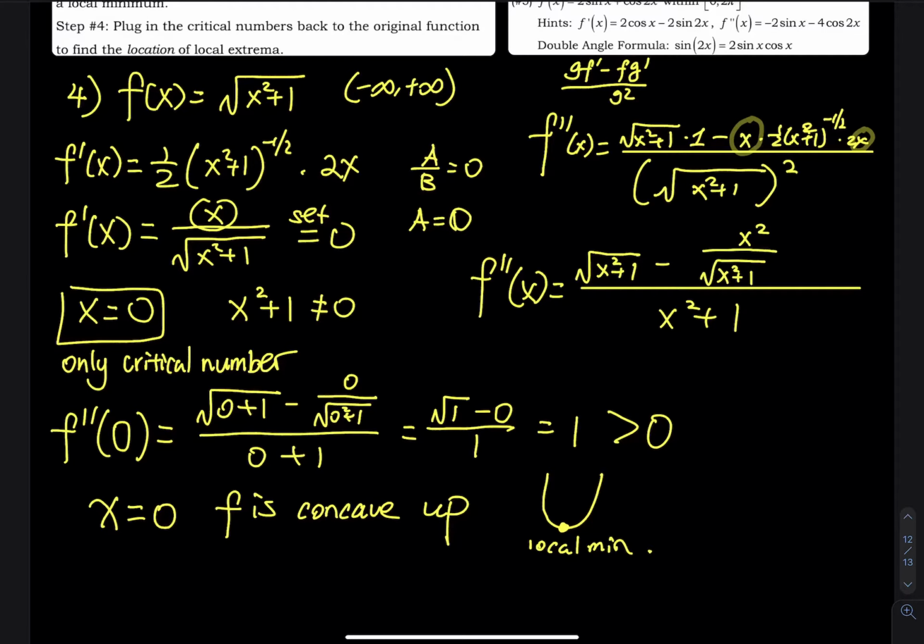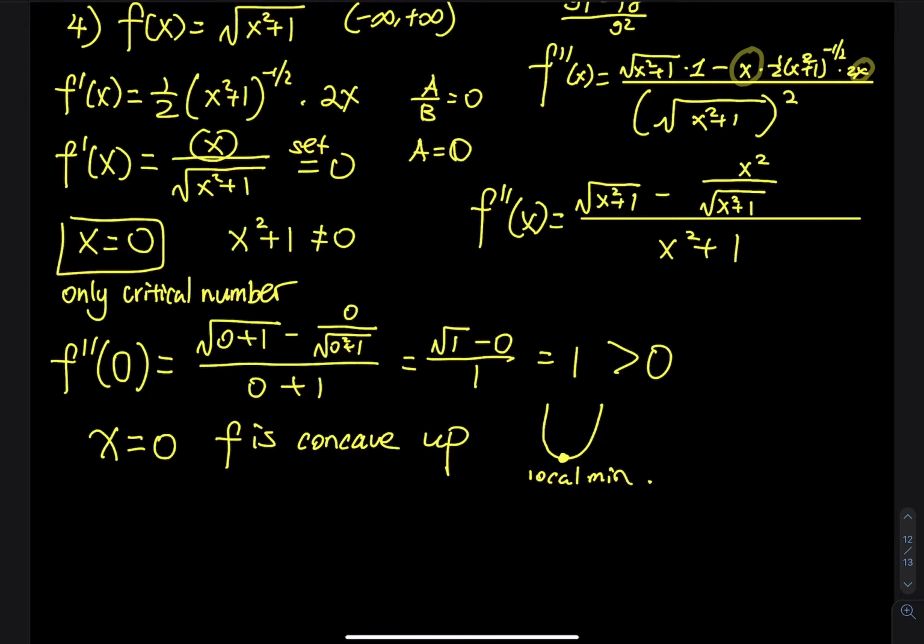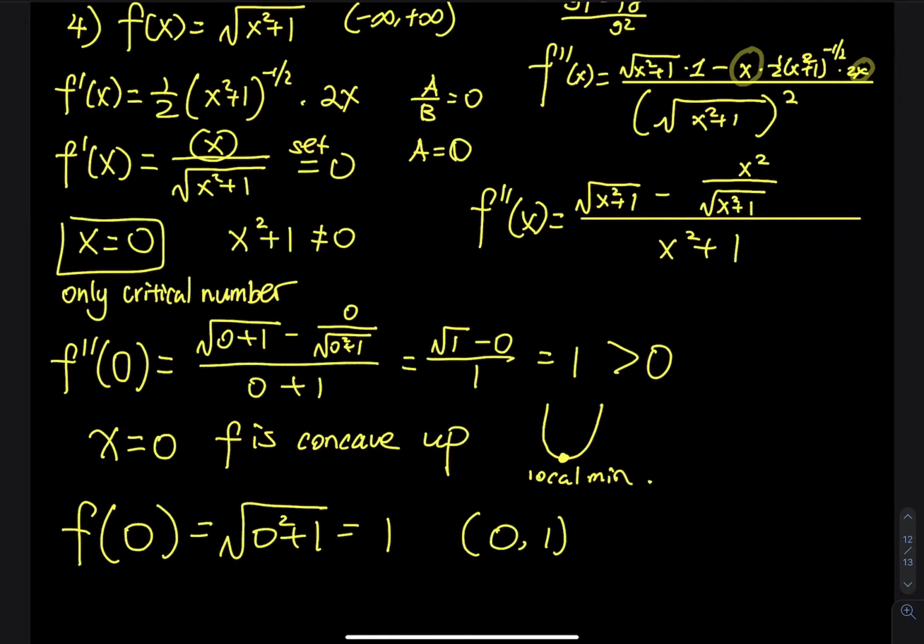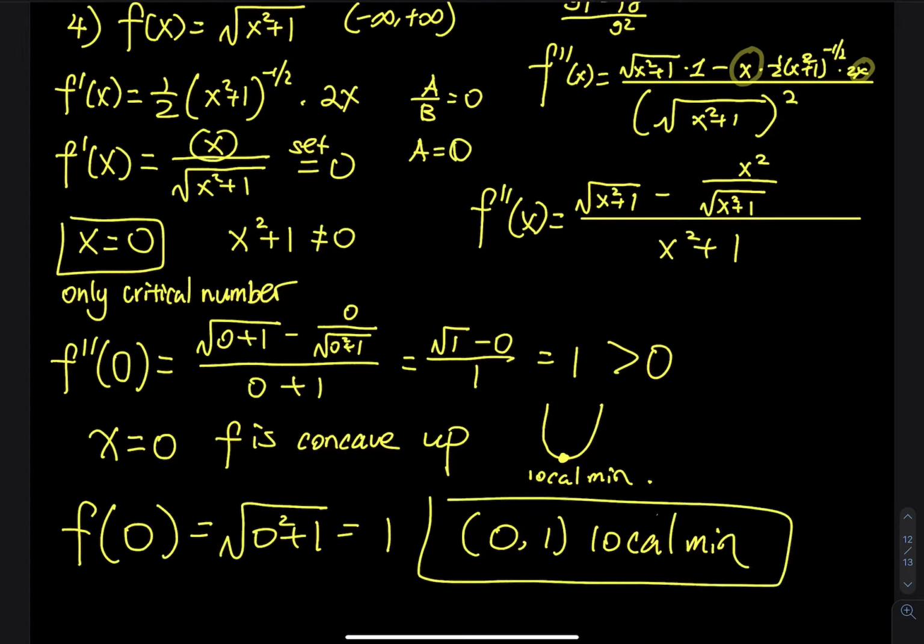All right, so we don't need to bother with the sign chart anymore. Now I am going to plug 0 back into the original function. We have 0 squared plus 1, and that equals 1. So that means when x equals 0, y equals 1, and this ordered pair is a local minimum. Okay, the problem is done.